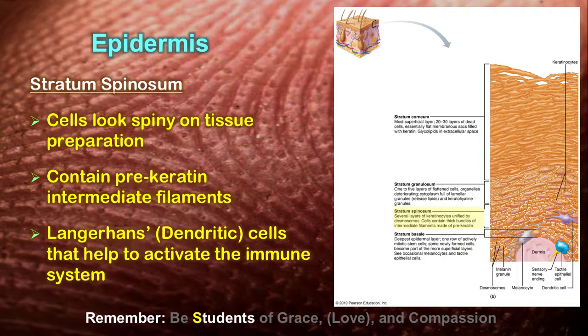This is where we're going to start producing our pre-keratin. So these cells are still keratinocytes. We are producing our pre-keratin intermediate filaments, which will then join together to make keratin in our next layer. We also have in this layer Langerhans dendritic cells that help activate the immune system. So this is another example of those tissue-specific immune cells, or white blood cells. So these dendritic cells sit here in the skin looking for anything that comes in. Okay. All right, stratum spinosum.